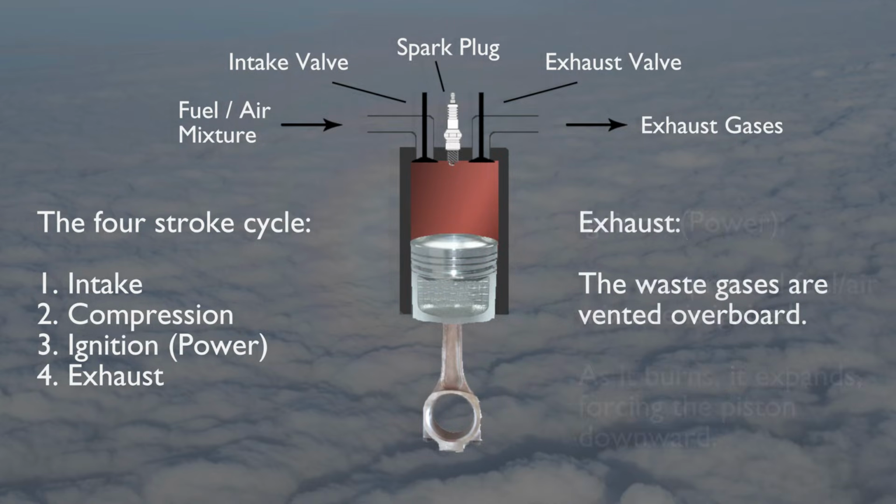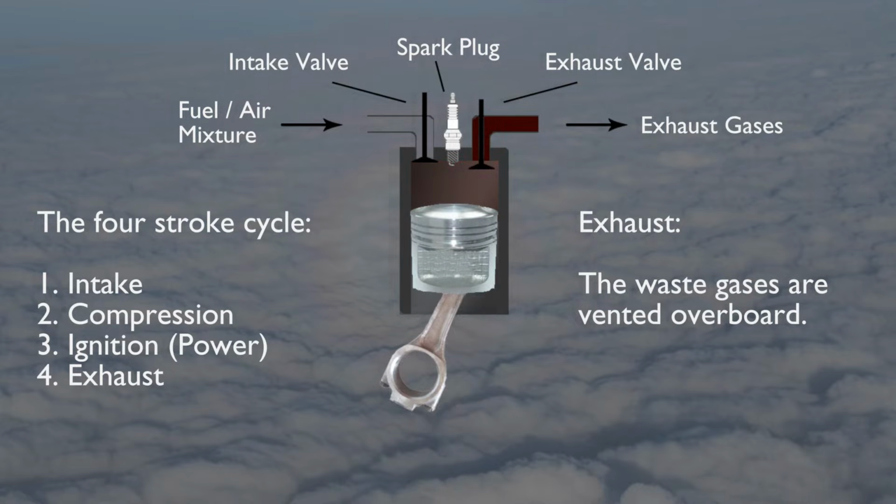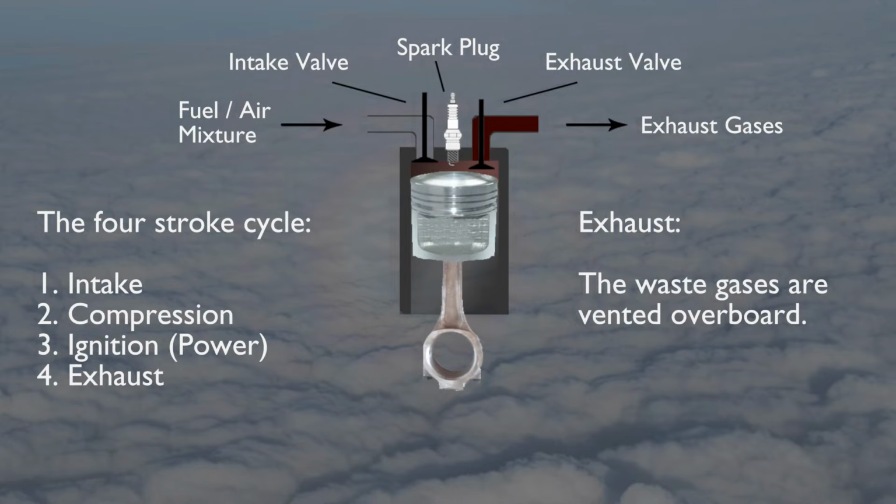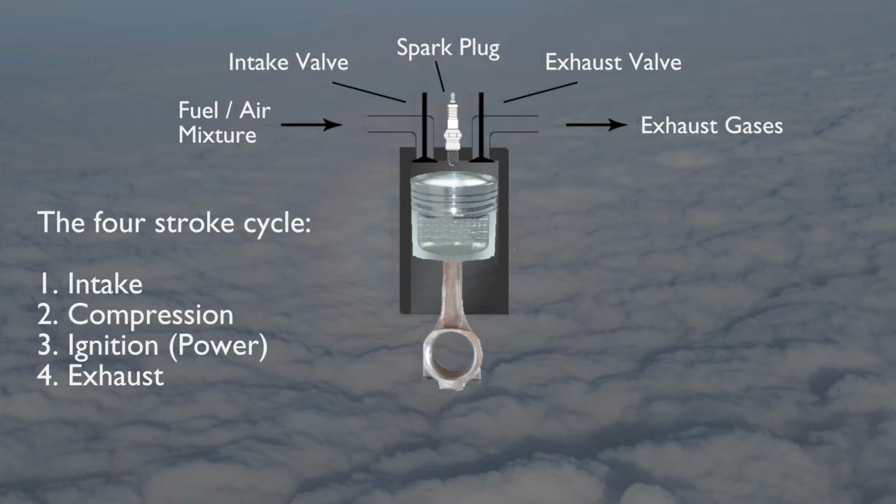The exhaust stroke finishes the cycle by allowing spent exhaust gases to escape through the exhaust valve as the piston rides to the top of the cylinder once again. When the piston reaches the top of the cylinder, the exhaust valve closes and the cycle starts over.